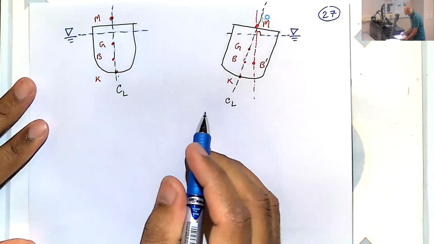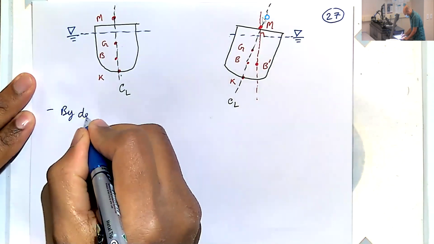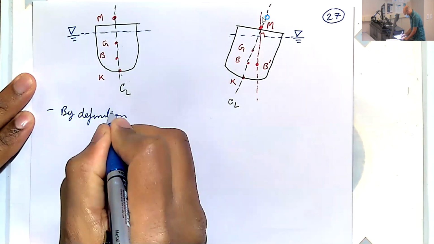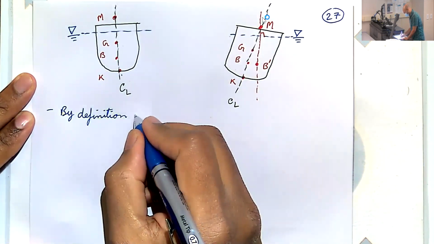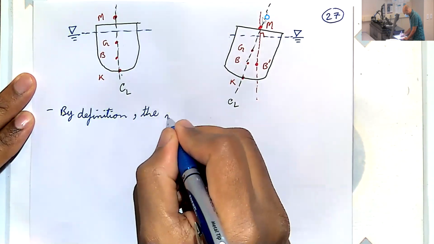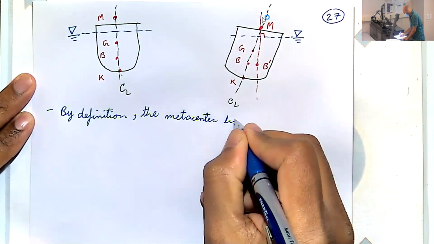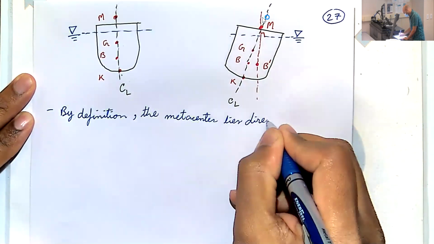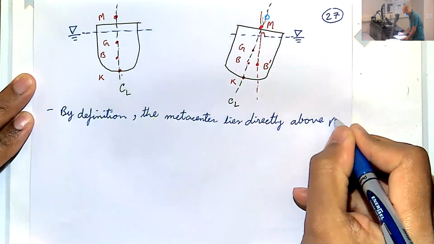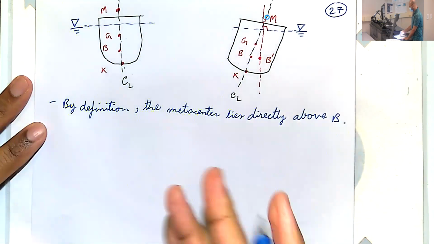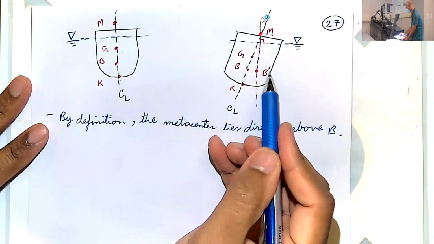Okay, so a few notes. By definition, the metacenter lies directly above the center of buoyancy, or B prime in this case. This B is no longer the center of buoyancy. B prime is the center of buoyancy.